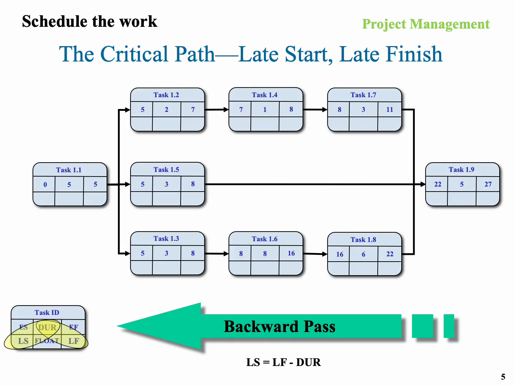And how we calculate that is we want to compute the latest a particular task can start, and we do that by taking the latest it can finish minus duration. Let's have a look at it. Starting with 1.9, the latest it can finish is the same as the earliest it can finish, which is 27. So 27 minus 5 is going to give us 22. Take another task, which is 1.8, is 22 minus 6.